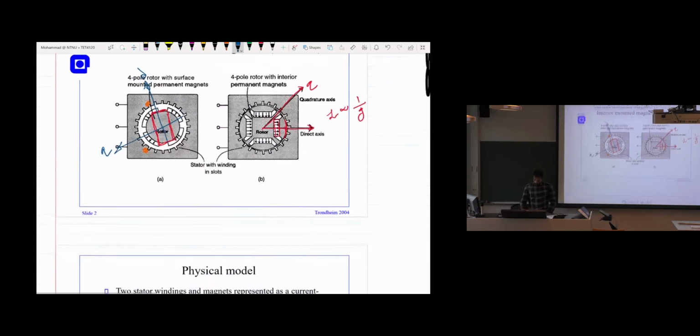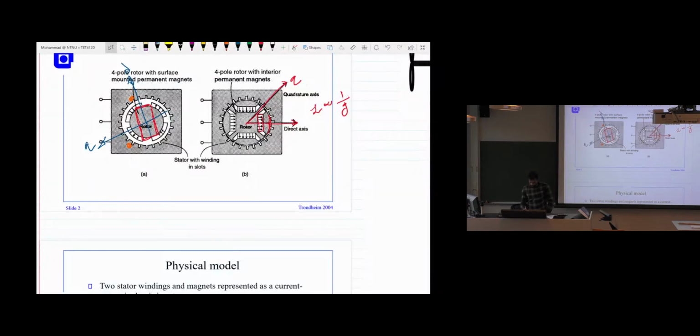If you also look at the inductance for the regular machine, it was something like this. But now, for the PMSM, we see that it is 180 degrees shifted, this inductance in the machine. It's because of the shifting of the air gap from the q-axis to the d-axis. So that's what we see.